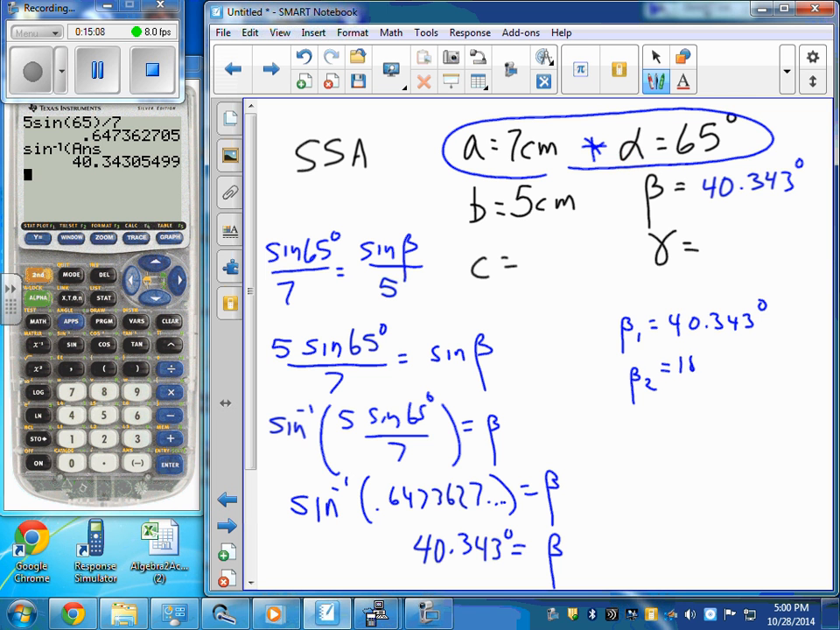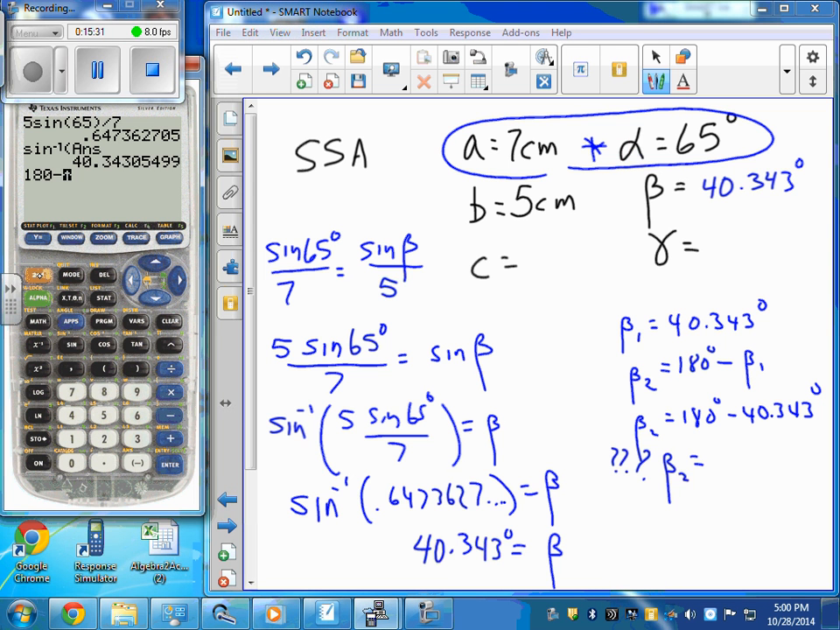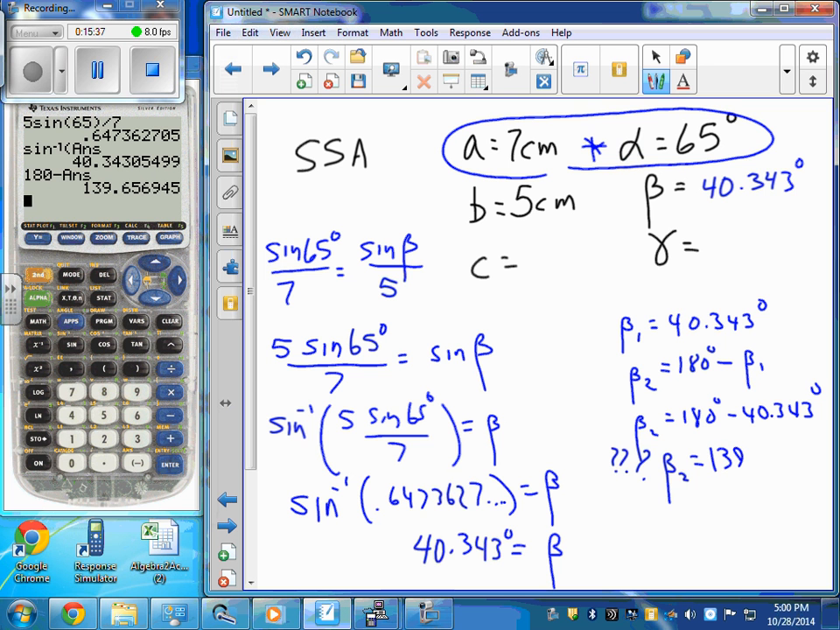Remember how we found beta 2? We took 180 degrees minus beta 1. That's what we did in the other example. So our beta 2 here would be 180 degrees minus 40.343 degrees. Well, we have a problem here. Our beta 2, if there were one, I'd better put some question marks there, is going to be equal to, again, going to my calculator, 139 degrees and some change, 0.657 degrees. Okay, so this is not possible.